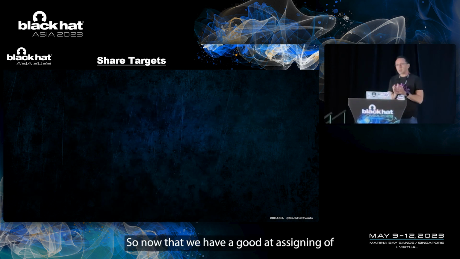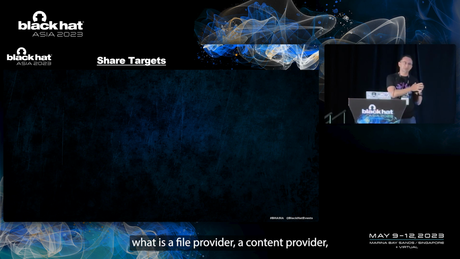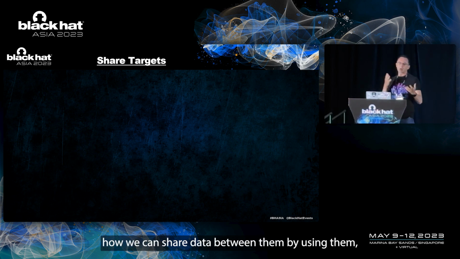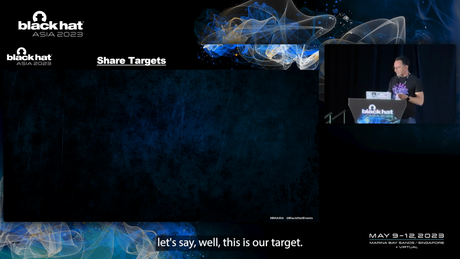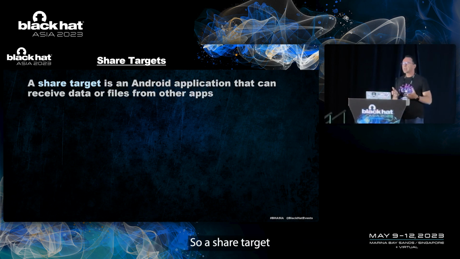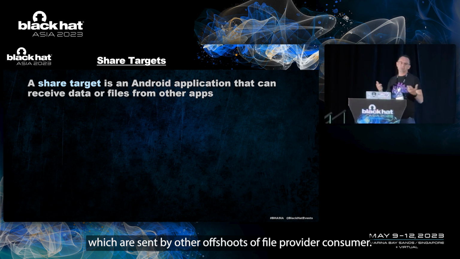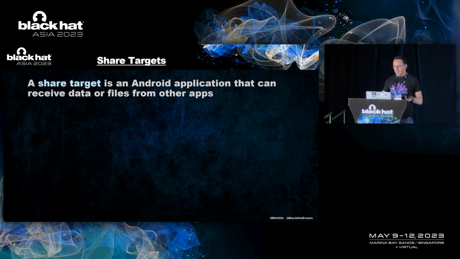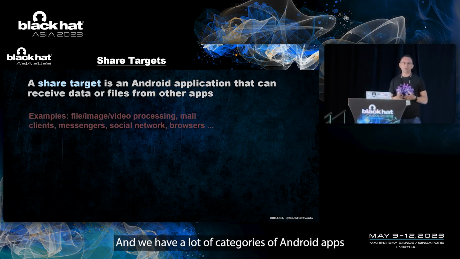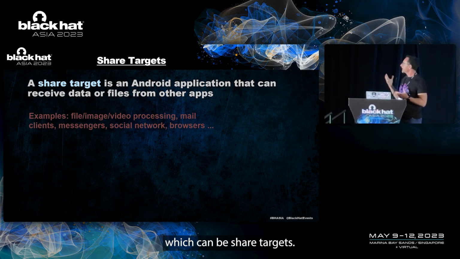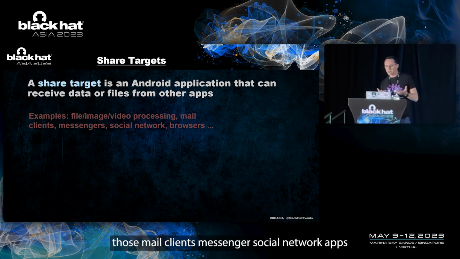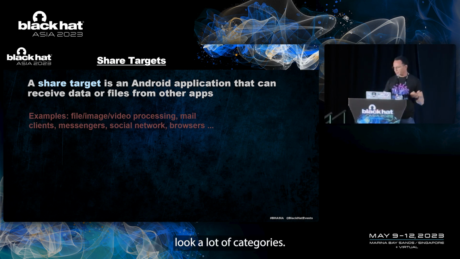All right, so now that we have a good understanding of what a file provider and a content provider are, and how we can share data between apps by using them, let's see what a shared target is. A shared target is an Android app which defines itself to handle data or files which are sent by other apps. So it's a file provider consumer. And we have a lot of categories of Android apps which can be shared targets: image editors, mail clients, messengers, social network apps, and many more.